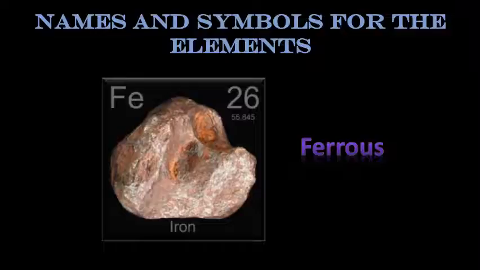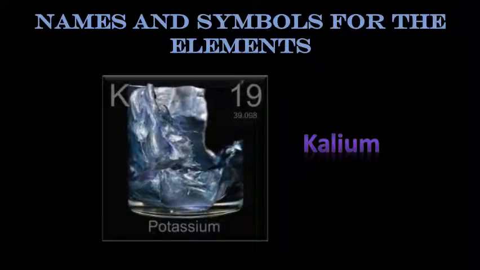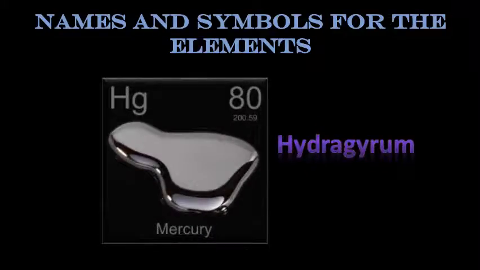Now, sometimes this symbol comes from the Latin root, like iron. Iron's Latin word is ferrous, so we take the symbol Fe. Potassium's Latin is kalium, so we use the symbol K. That's Mercury's Latin name, which I always feel like I slaughter, so I'm not going to say it, but Hg, that's where it comes from.